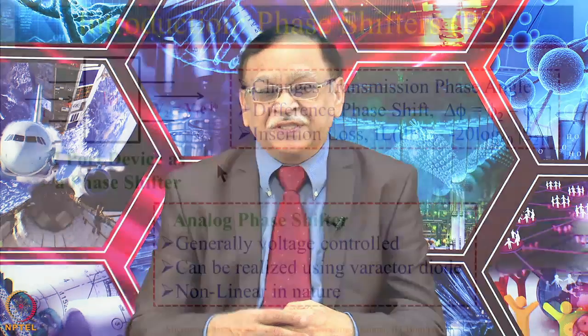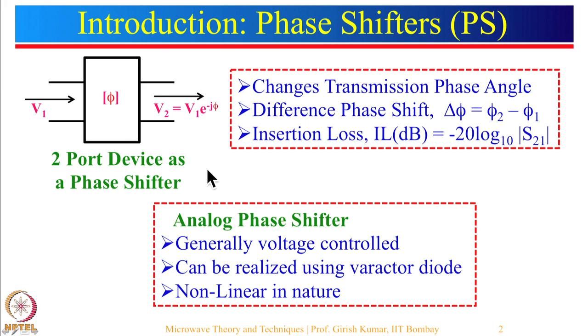We will look at some more applications of these switches when we talk about the next topic, and that is the phase shifter. Now, we are going to talk about microwave phase shifters where these switches will be used. So, what is a phase shifter? This 2-port device can act as a phase shifter. Let us say we are giving an input voltage V1 here, and the output voltage V2 is nothing but V1 angle phi, so that will be nothing but a phase shift of phi.